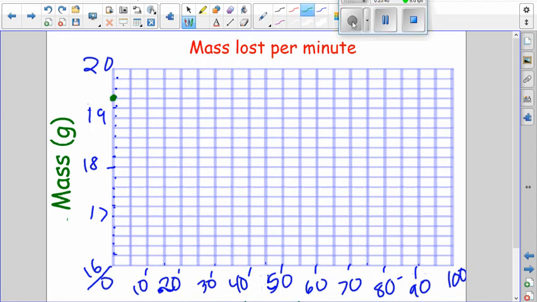So I want to make my data points nice and juicy. 15 minutes. So I'll be on this line right here, 19.2. So that's right here. Got a big juicy dot right there. 30 minutes, 18.9. That's going to be just below my 19. 45 minutes, 18.6. Here we go. 60 minutes, 17.9.